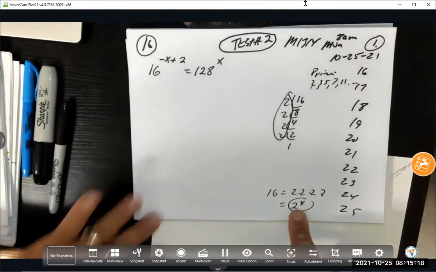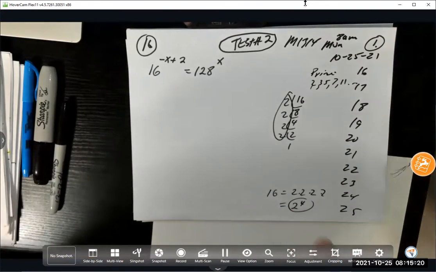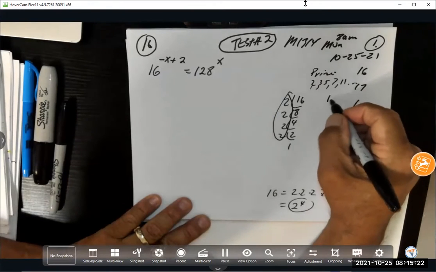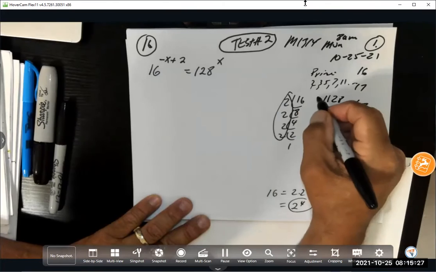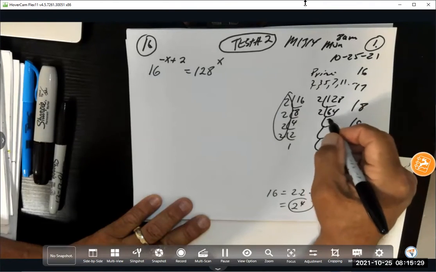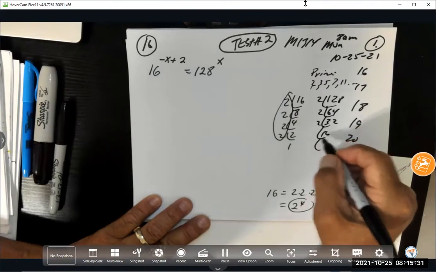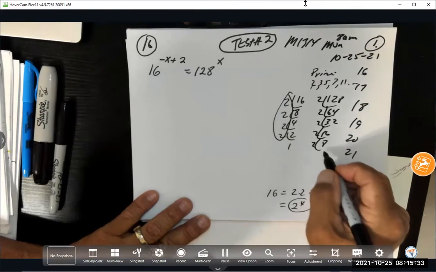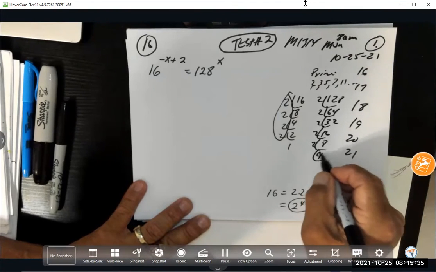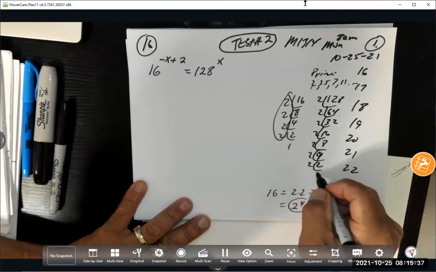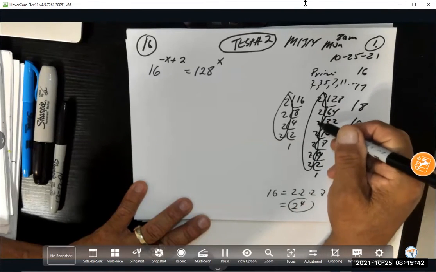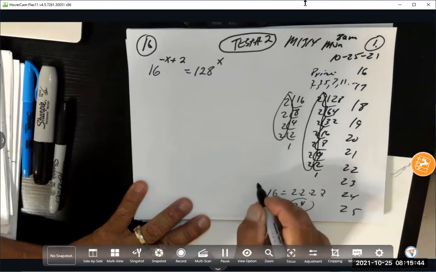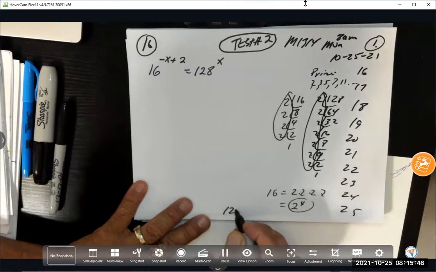So this is the part that I'm going to use. The other one, 128. It's a big number, so we're going to have to do it a whole bunch of times. Doesn't matter. 2 into that, 64. 2 into that is 32. 2 into that is 16. 2 into that is 8, 2 into that is 4, 2 into that is 2, and 2 into that 1. So I have all these numbers, 1, 2, 3, 4, 5, 6, 7. So it looks like 128 is 2 to the 7 power.